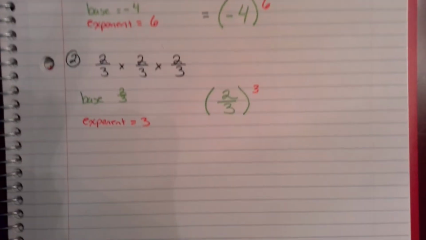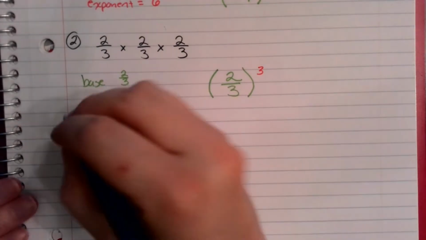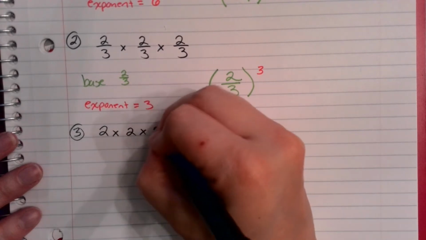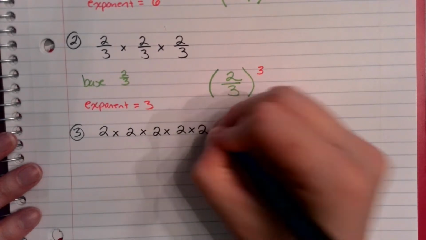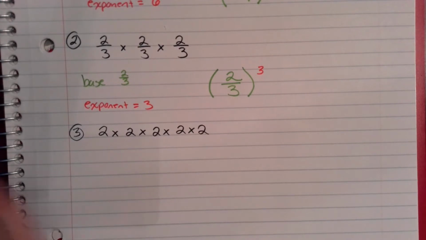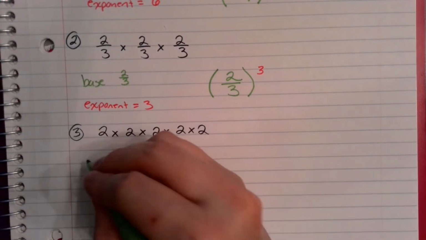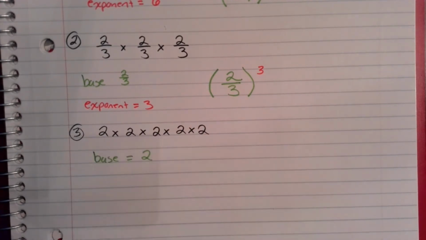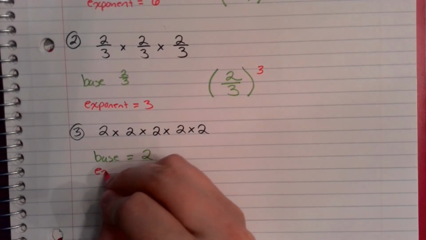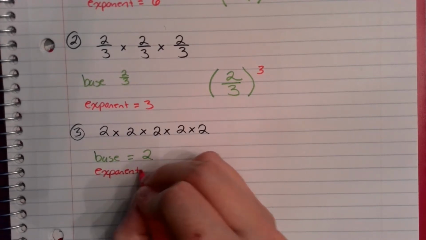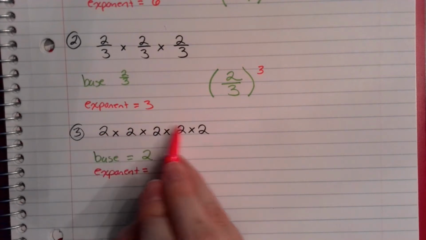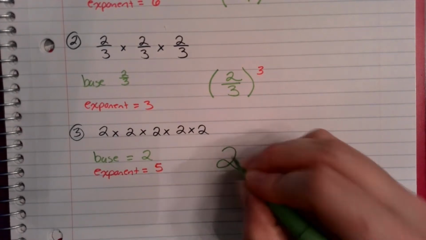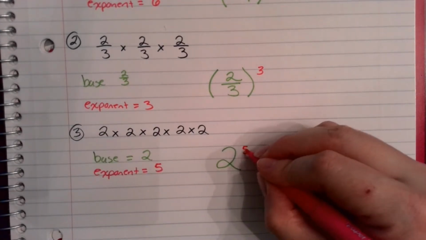All right, let's do one more. Let's say we have 2 times 2 times 2 times 2 times 2. Again, I want to put this in exponential form. So here my base is the 2. That's the value that's being repeated over and over again. My exponent is how many times that repetition happens: 1, 2, 3, 4, 5 times. So in exponential form, that would be 2 to the 5th power.